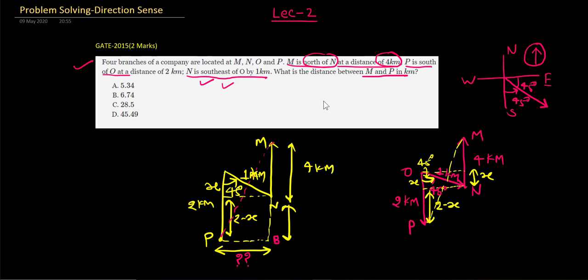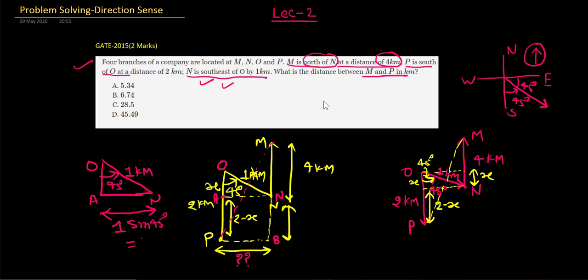So consider this triangle ON, and let's say this point is A. Consider this triangle only. So this is our O, this is A, this is N, this angle is 45 degrees, and this distance is 1 kilometer. So this distance would be 1 sin 45, which is 1 multiplied by 1 by root 2.